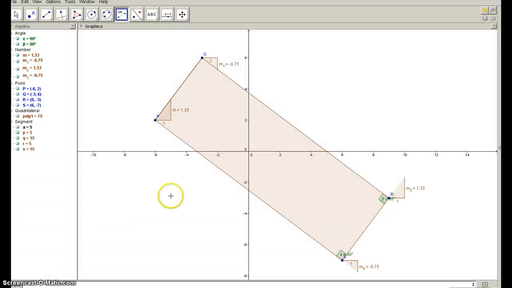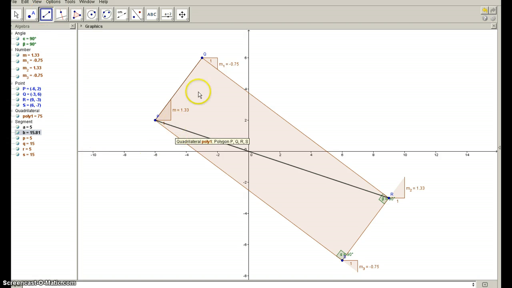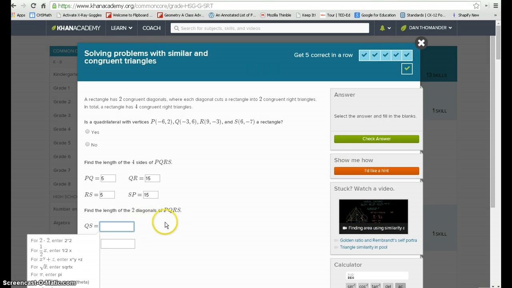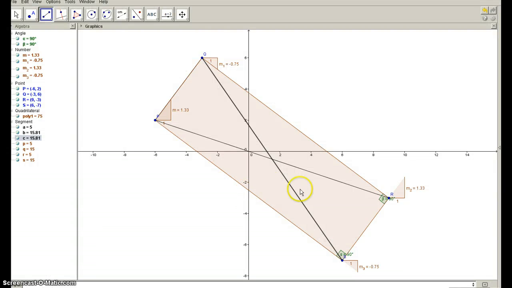Okay, and now we've got to construct the diagonals. So let's get a segment from P to R, and that's approximately 15.81. Boy, we better figure that out by hand, because that's approximate. And there's our other one. And I think they're going to want an exact answer. So we'll use the Pythagorean Theorem to do that one real quick.